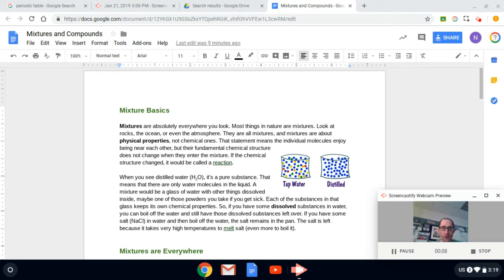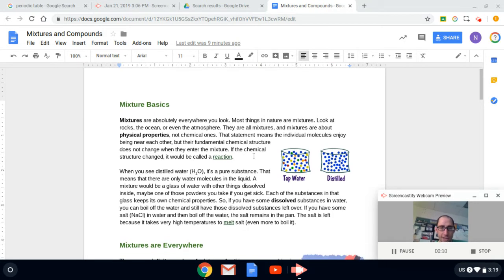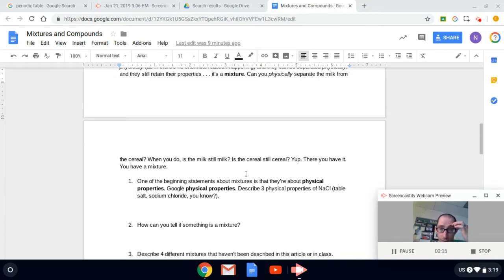So, mixture basics, mixture section. One of the beginning statements about mixtures is they're about physical properties. Mixtures are identified by their physical properties. Whenever you combine them physically, they change physically. Not chemically, but only physically.